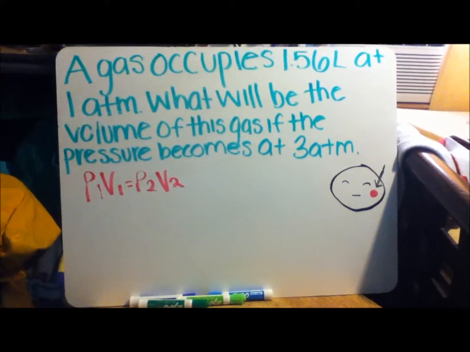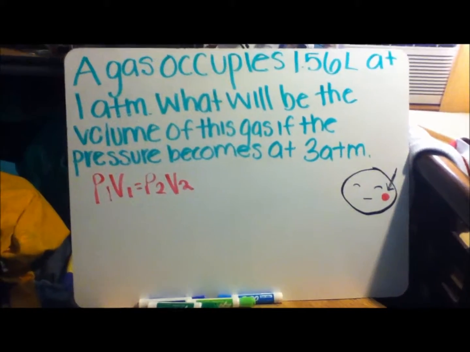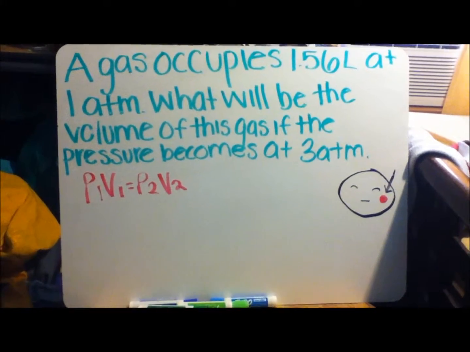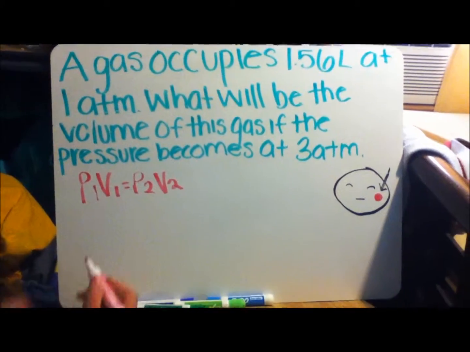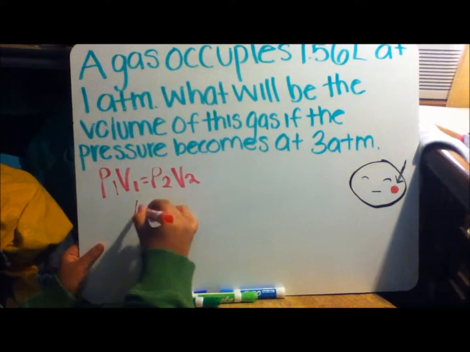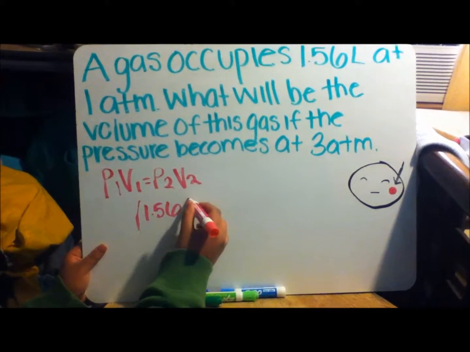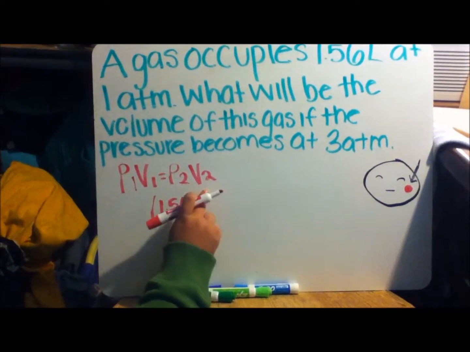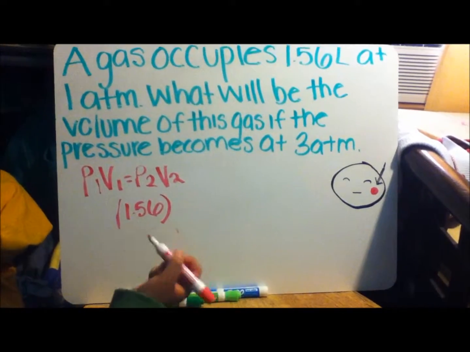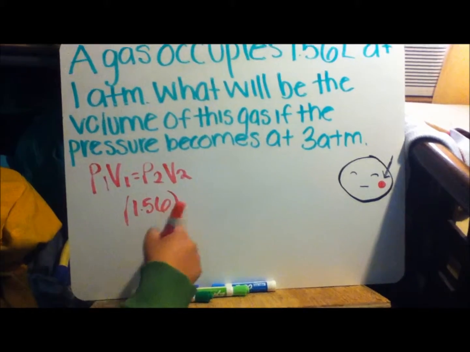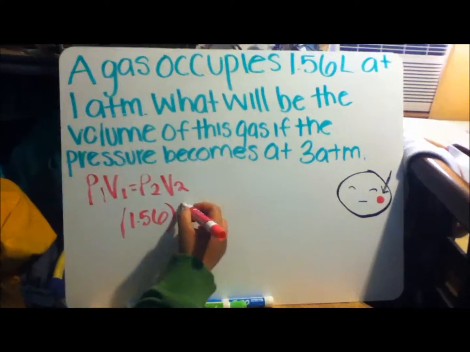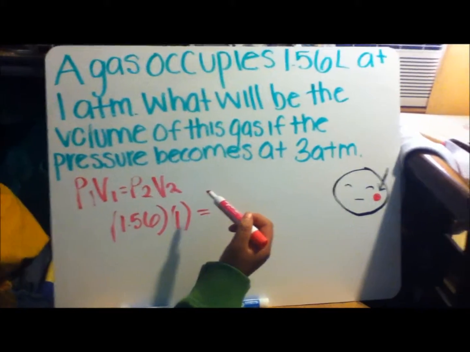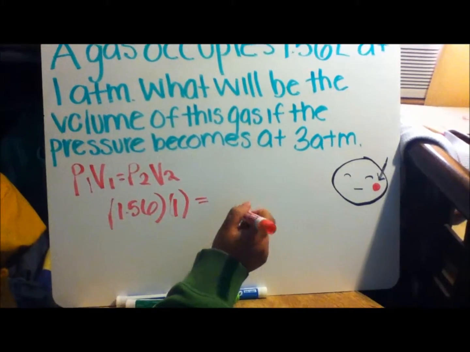Okay, we're going to begin by identifying our initial pressure and volume and our change pressure and volume. So our initial pressure, we know that it is 1.56. We will put that in parentheses, and it does multiply with the volume. It's going to multiply with the pressure, which is 1, and then it will equal the second pressure and the second volume.